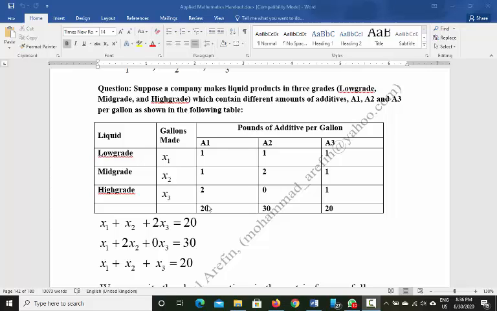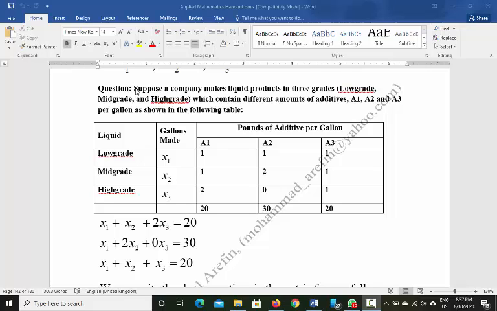So before this lecture I have already given two video lectures on matrix algebra. So today we will study application of matrix algebra in business, or in the production sector.